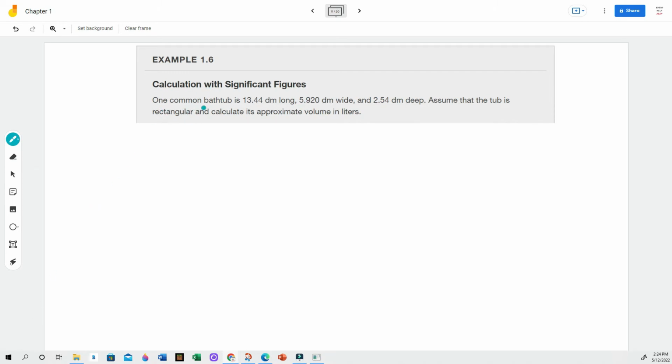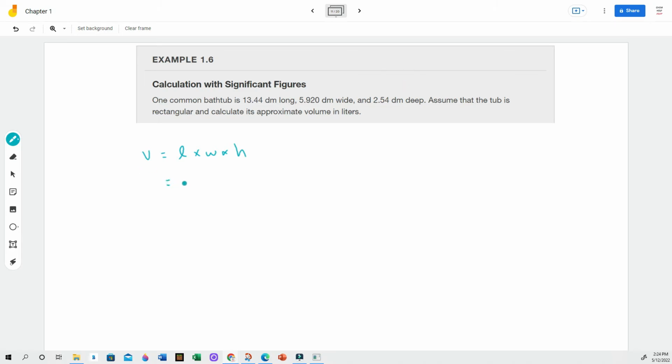Example 1.6, calculation with significant figures. Okay, so one common bathtub is 13.44 decimeters long, 5.920 decimeters wide, and 2.54 decimeters deep. Assume that the tub is rectangular and calculate its approximate volume in liters. Okay, so the volume of a rectangular solid is going to be length times width times height. Although really you could think of height in this case as depth. It's going to be the same thing. We just need to multiply all of these dimensions together.